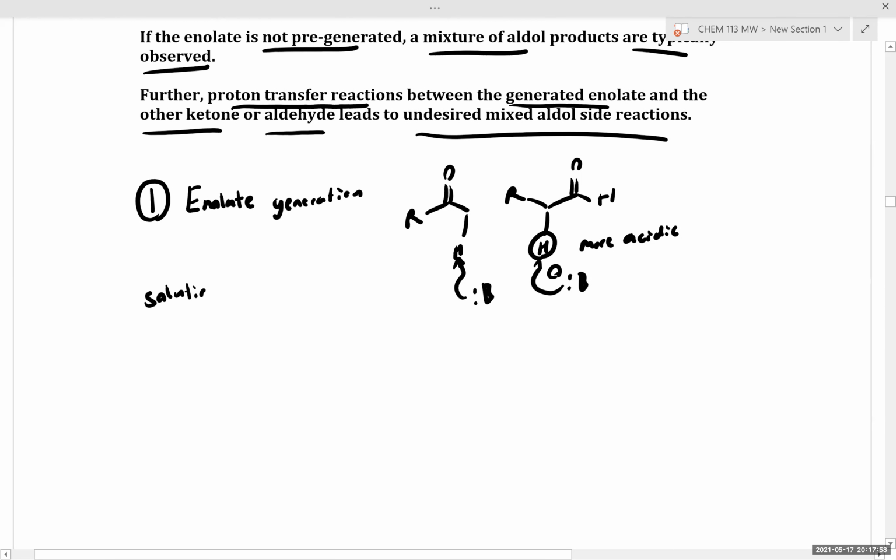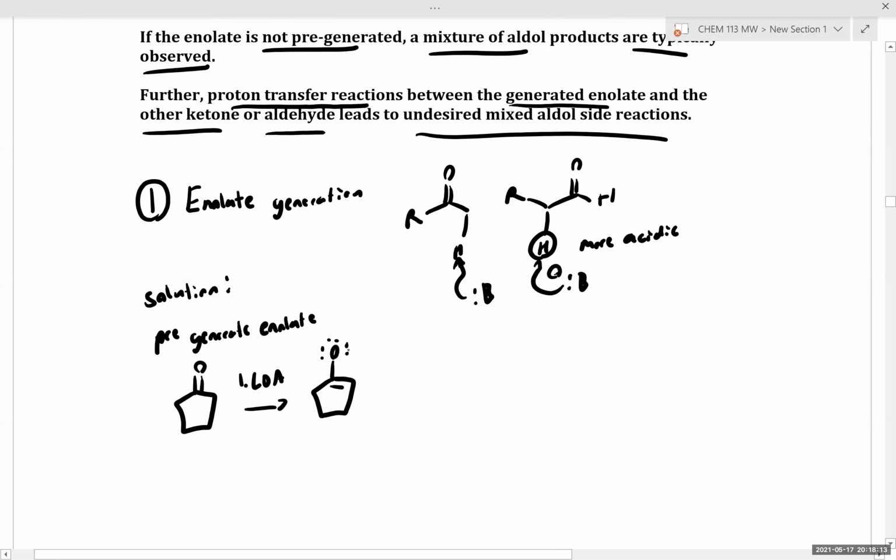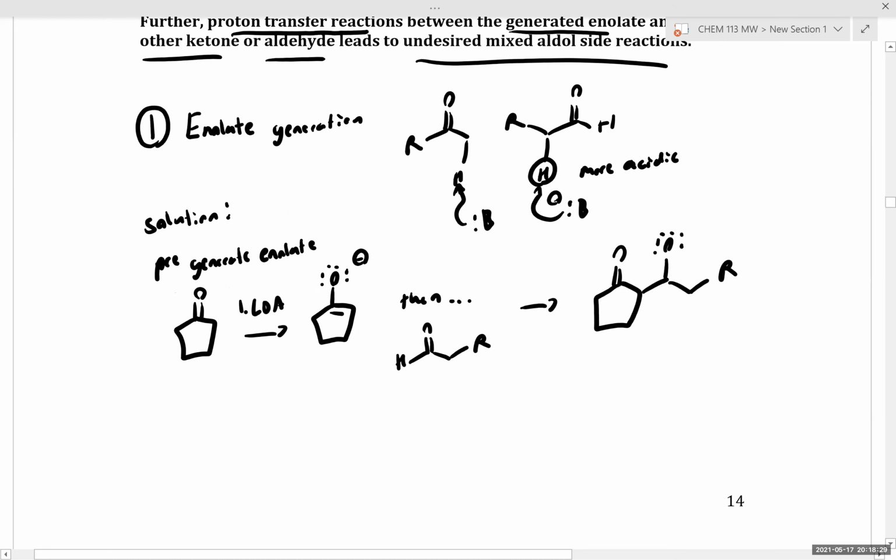The solution to this is to pre-generate the enolate. So for example, you take your desired ketone, you treat it with base, you make your enolate, and then, and only then, do you add your electrophile. So if you pre-generate your enolate, you can sidestep these issues.